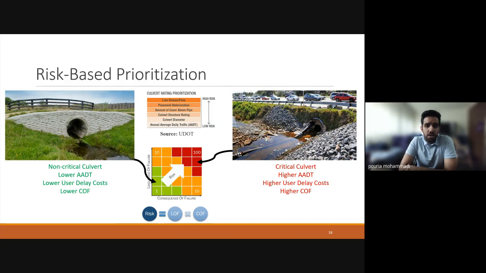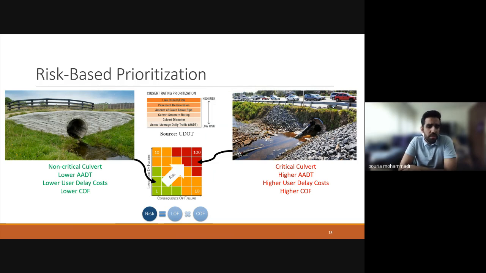It is essential for approximating the inspection frequency using the risk-based approach. It is common to prioritize asset inspection, such as sewers, pipes, pavements, and bridges, based on their risk factor. Similarly, in this project, we are going to implement a risk-based prioritization to find the most critical culverts, and based on the estimated risk factor for each culvert, we can assign inspection frequency to the culverts.